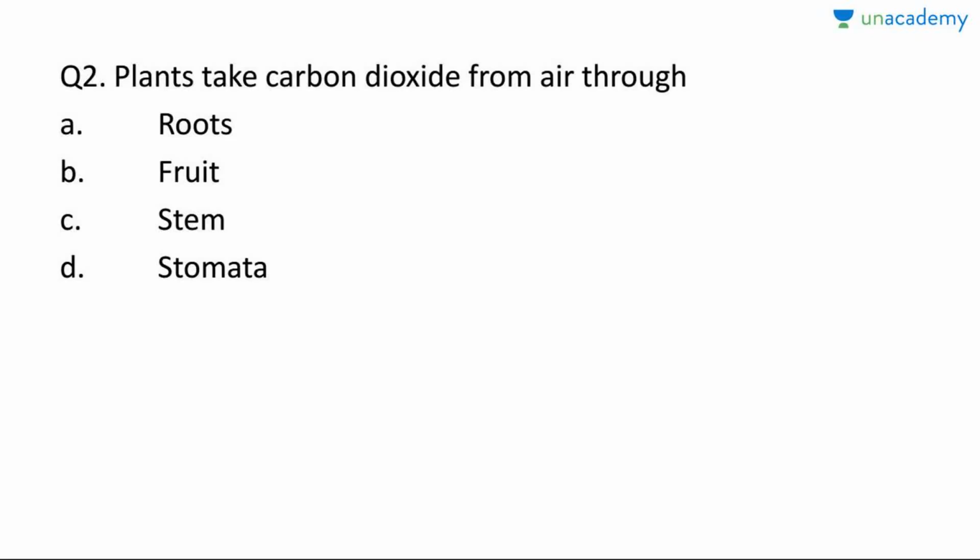Question number 2: plants take carbon dioxide from air through which of the following? Roots are usually not exposed to the air, so roots cannot be the answer. Fruit has nothing to do with that. Stem is not it. The answer is basically stomata. These are pores on the leaves which are surrounded by guard cells. So remember these keywords, these are asked in the questions.